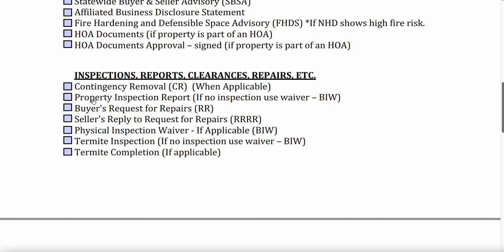Now, there's a property inspection report. So the buyer is actually obligated in the contract to furnish the seller with a copy of this, just FYI. And then there's also the termite inspection. These are both inspections. If the buyer doesn't choose to elect these inspections, then you really should have a buyer inspection waiver, BIW, included, because you want to make sure the buyer understands that they could have done the inspection, but they're waiving the right to an inspection. And then we have the request for repairs and quadruple R, seller's response, if they were used.